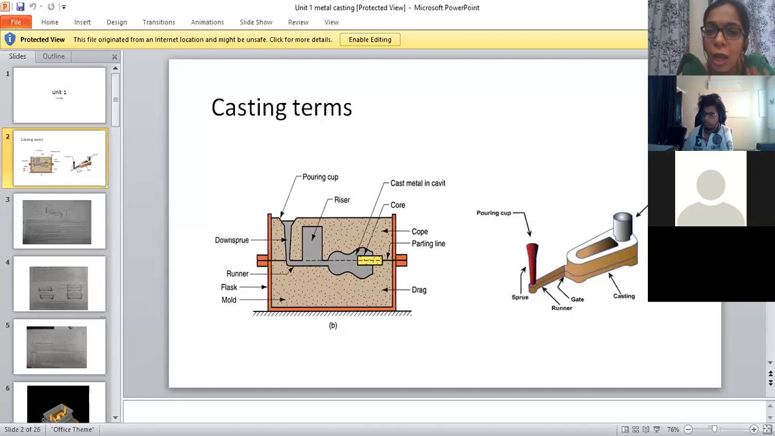So just draw a rough diagram. Don't use scale and pencil. Just draw the rough diagram, label it, and write the description on it, right? So they are ramming it, right? Ramming plays a very crucial role. If you ram it too tightly, the gases cannot escape, right? The amount of gases that escape from the sand, you call it permeability.